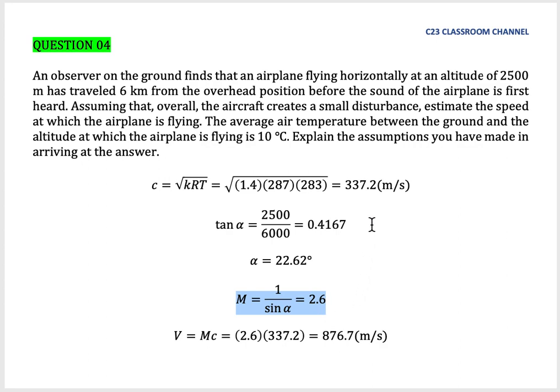However, this question asks for the velocity of that airplane. So by using this equation, we could calculate that the velocity of the airplane is 876.7 meters per second.